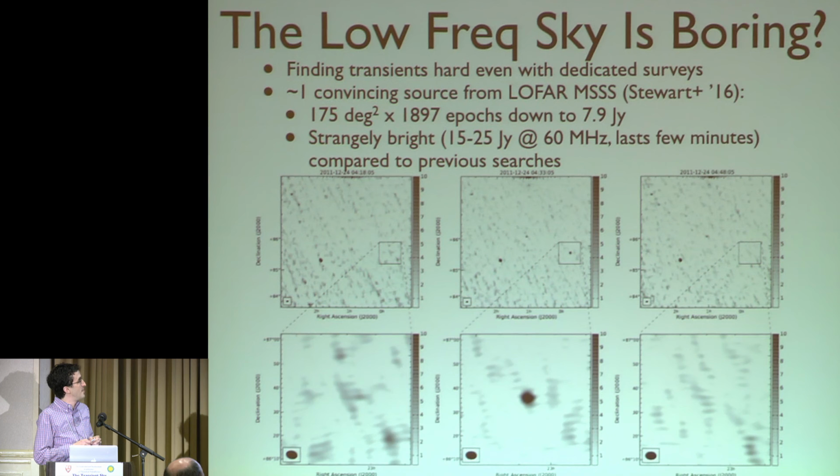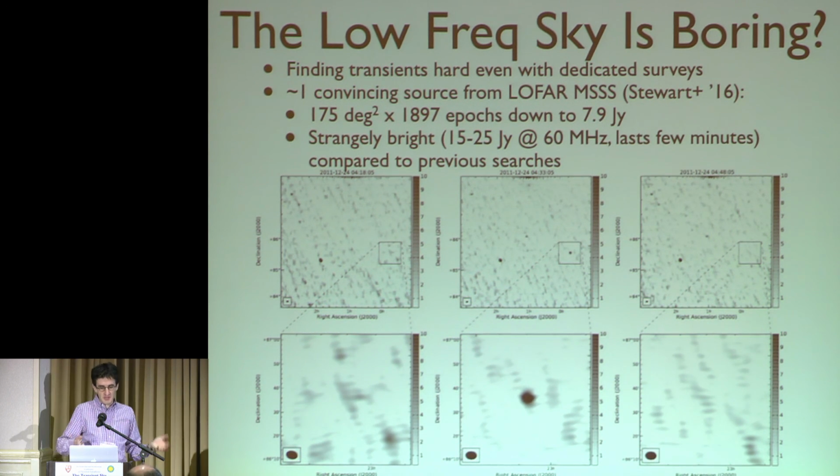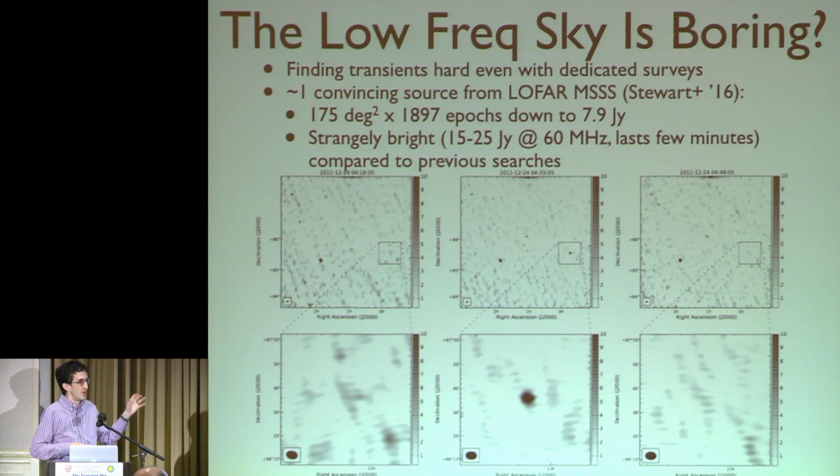But for instance, in this LOFAR MSSS paper by Stewart et al., they had about 2,000 epochs of 175 square degrees each, and they found one mostly convincing transient candidate. If you did the same survey in the optical, you'd find tens of thousands of objects. And this one is even a bit hard to understand because it's a pretty bright object. That implies that if you extrapolate it to other surveys, you'd see tens or hundreds of these. So whether or not it's really a transient or an artifact remains to be seen. They make a pretty convincing case in this paper, but there's still more work to be done.